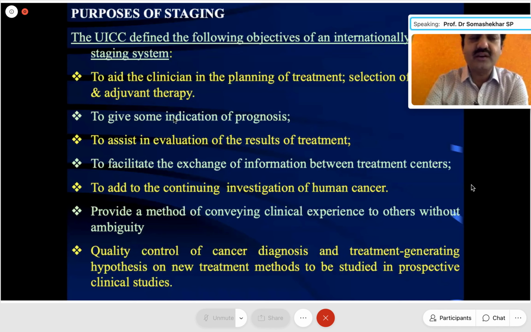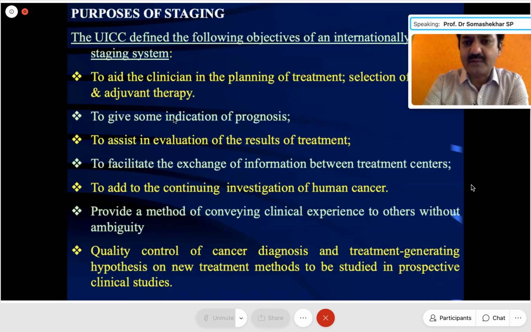This is one of our important questions you get in the DNB theory paper. What are the various staging systems available? What are the purposes of staging? And what are the new modifications in the new staging compared to the previous? This was the question which we had in the previous year.